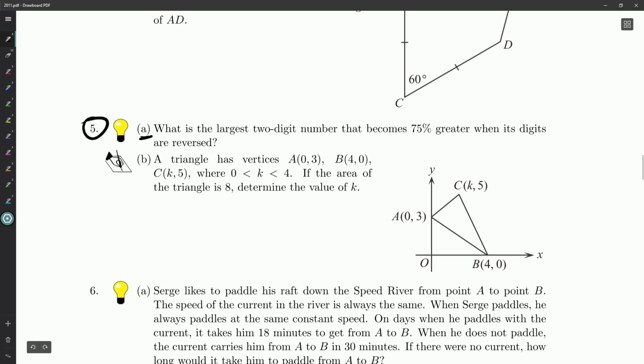So for A part, what is the largest two-digit number that becomes 75% greater when its digits are reversed? So we've got to focus on the digits of our two-digit number. I'm going to write my two-digit number like this, 10a plus b. This is how you write things where the tens digit is A and the units digit is B. Okay, so that's the number. And then reversing the digits would be B goes in the tens digit and A goes in the units digit.